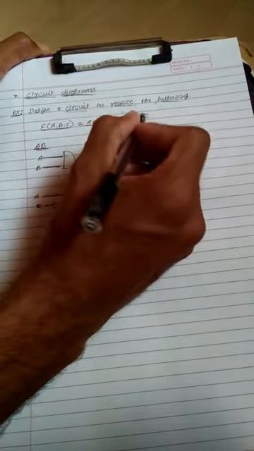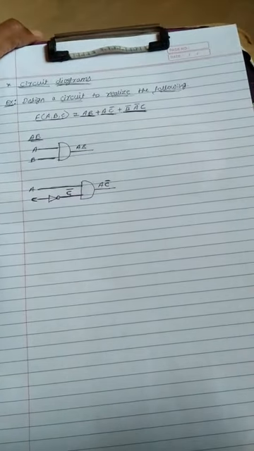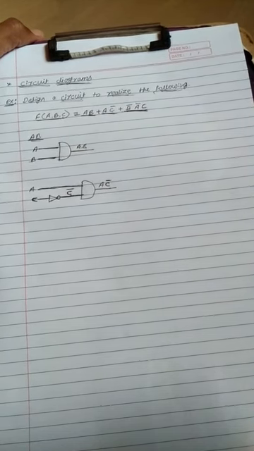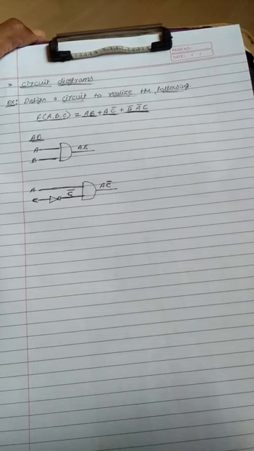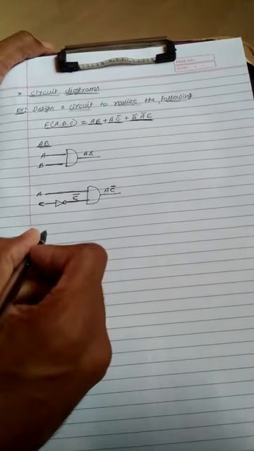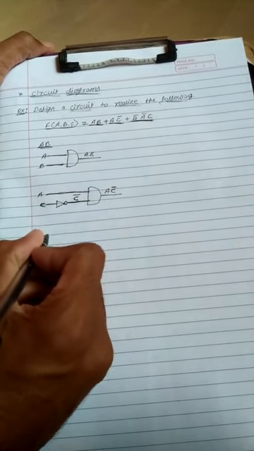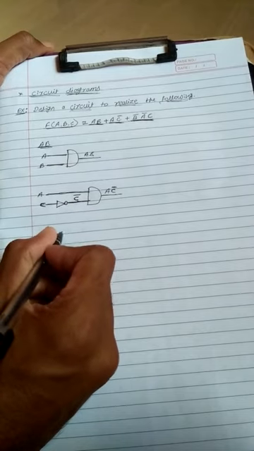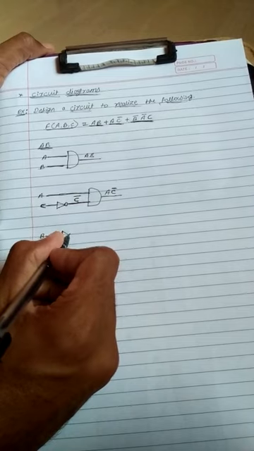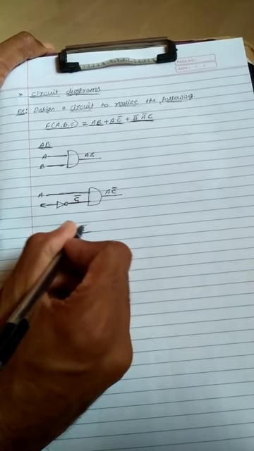Okay. Then the third one. See here, third expression, B bar, A bar, C. So in this case, we have to take two NOT gates. One is for B bar, another is for A bar. So I will draw here first B bar. I will give input as B. Here it becomes a B bar.